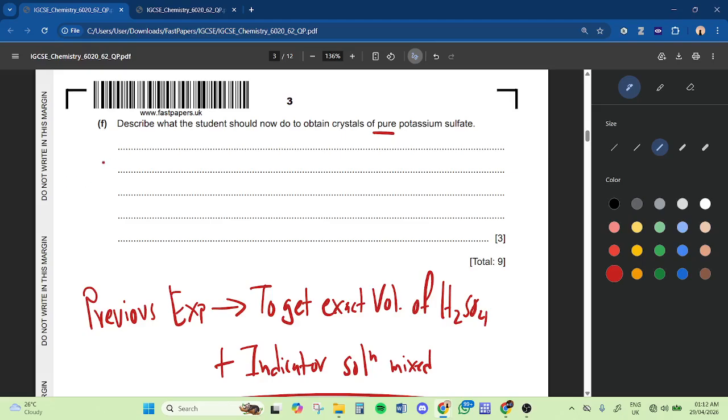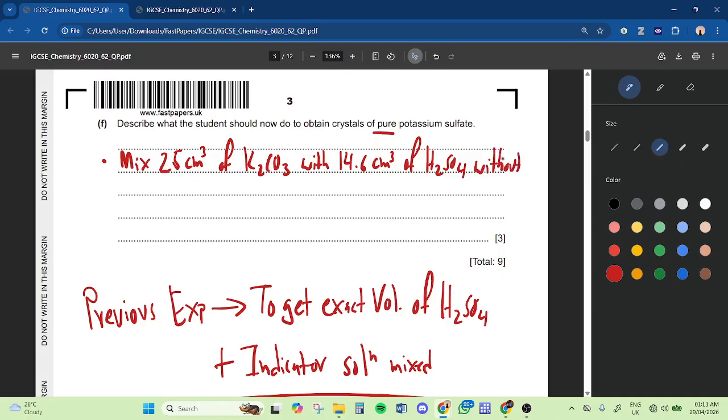So the way this is going to go is you're going to write, first of all, mix 25 cm cube of potassium carbonate, K2CO3, with 14.6 cm cube of H2SO4 without an indicator.